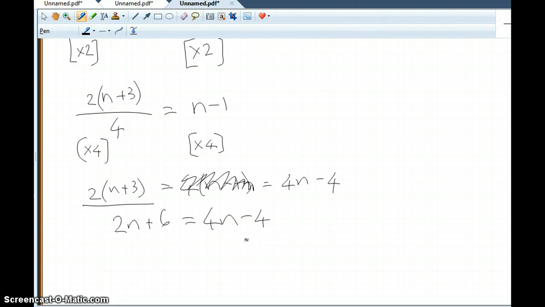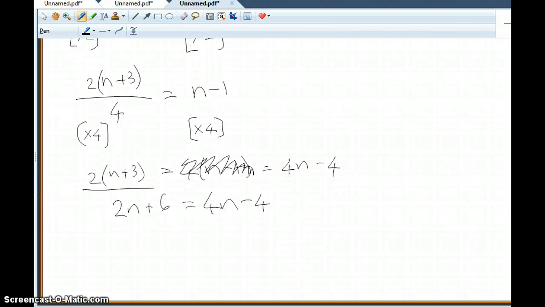Next step. Take away 6. That would work. As long as you do the same thing to both sides, you could take away 6. I was more thinking along the lines of collecting the n's together. But it's not wrong to take away 6. You'd still get to the right answer. But I'm going to collect the n's together.